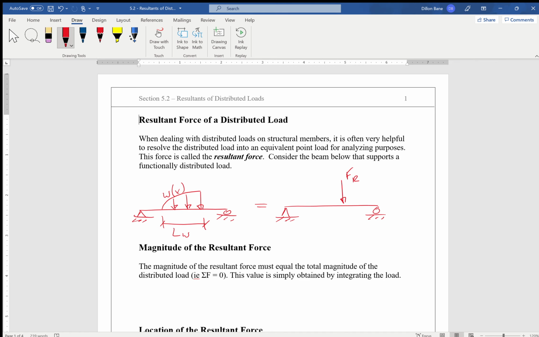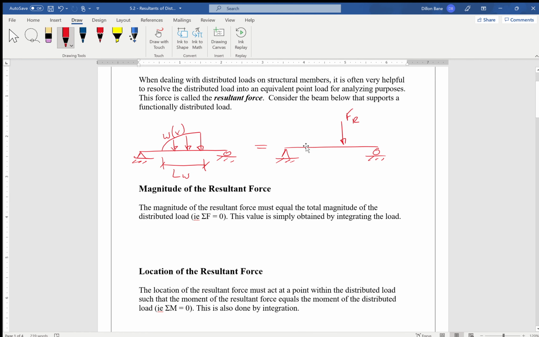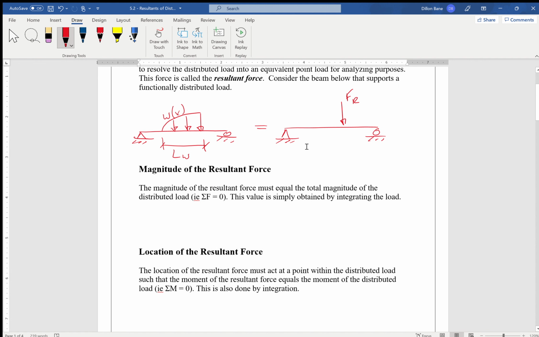All right, so that's what we're trying to do, is be able to take a distributed load and come up with a single resultant force that acts and does the same thing as the functional load. Last week we said that the area under the load curve, this area here that I've hatched out in blue, would be the magnitude of our resultant load FR.